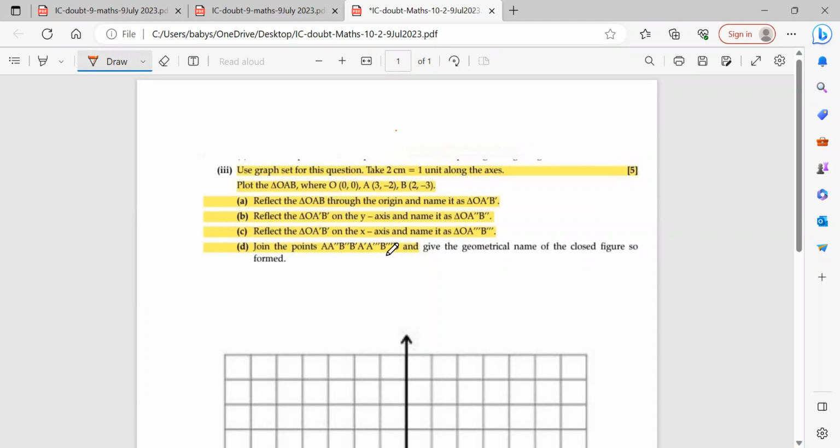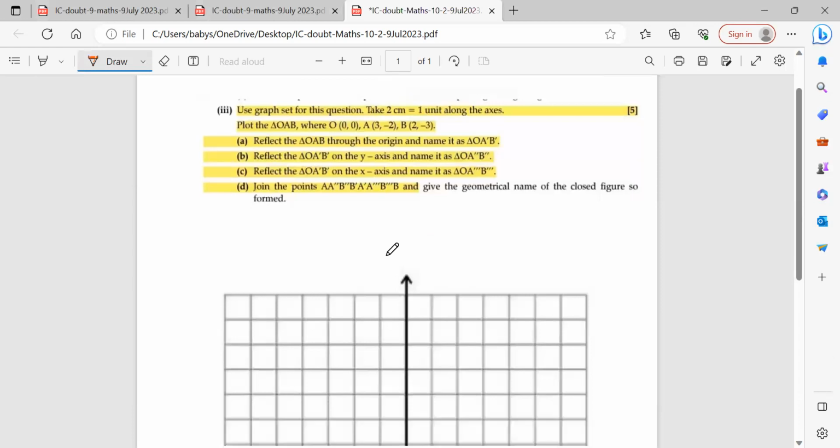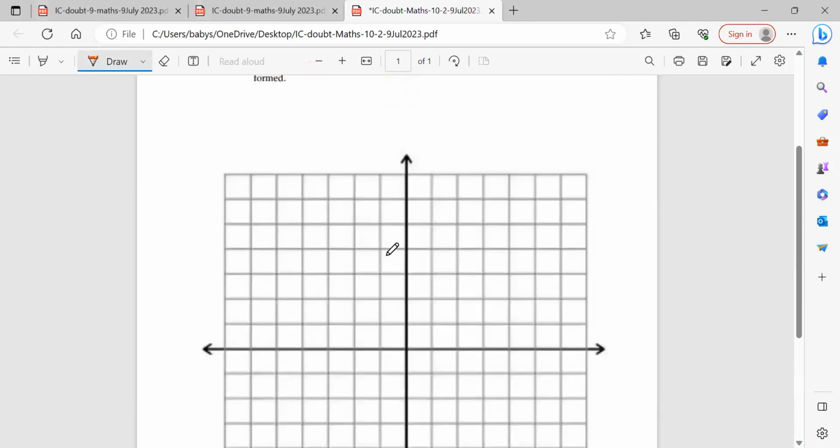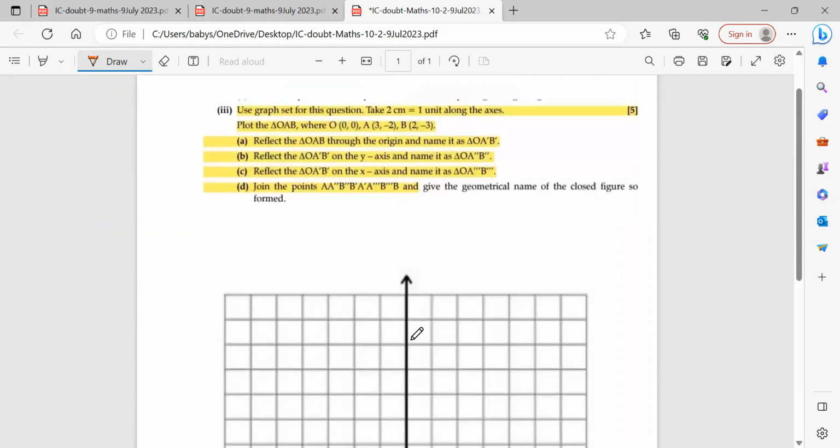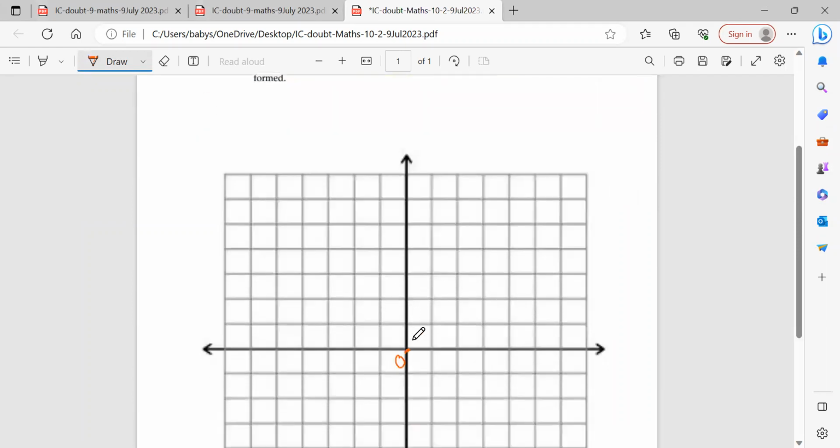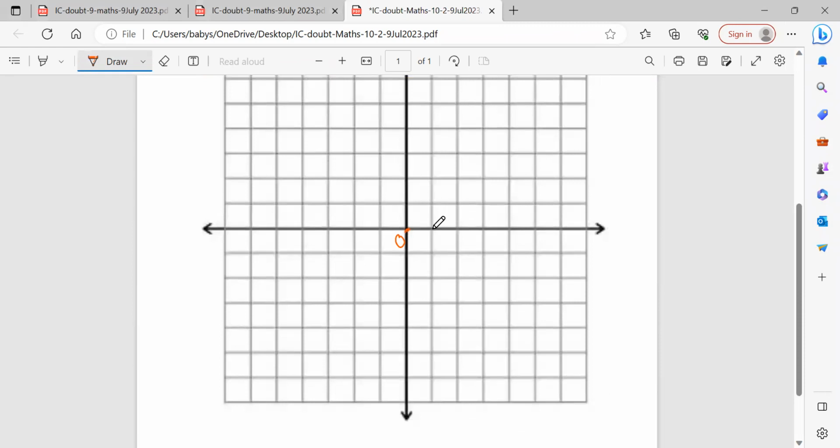And yes, plot the triangle. So you have to plot a triangle basically, OAB. O is the origin. So it's not marked, I will just mark it out here. This is 0, 0. And A is 3, minus 2. See, 1, 2, 3. Okay, let me just mark this. Then 1, 2, 3, minus 1, minus 2, minus 3, minus 1, minus 2, minus 3.